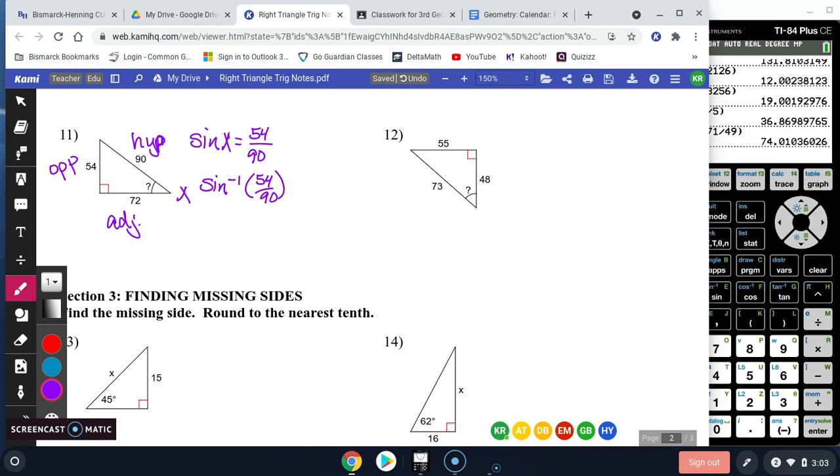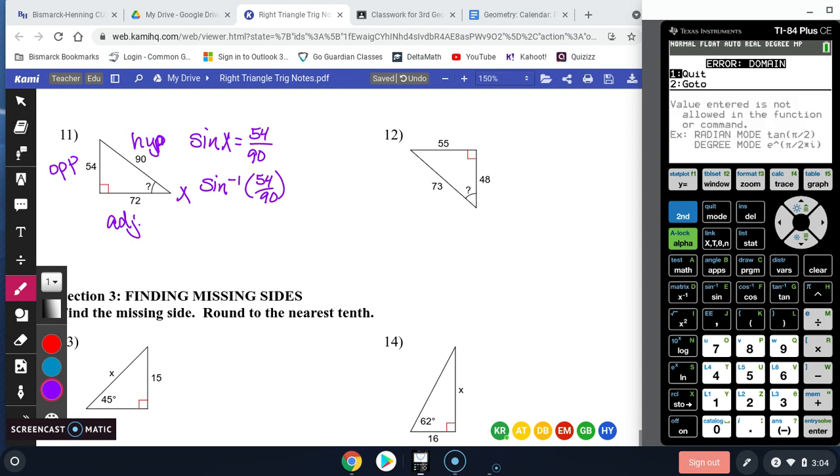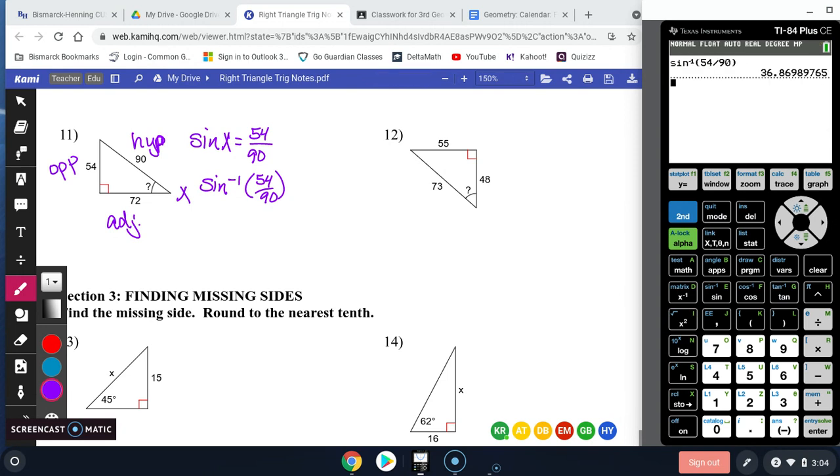Now that fraction will reduce, but you don't need to do that. That's an extra step that you don't need because your calculator will find that value either way. Oh, I need 90. There we go. Okay, so 36.7 degrees.